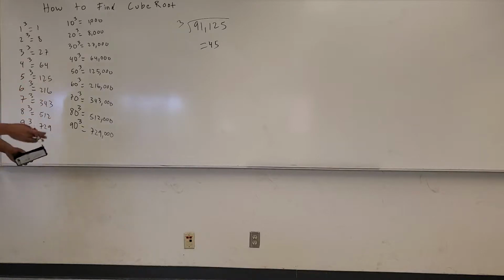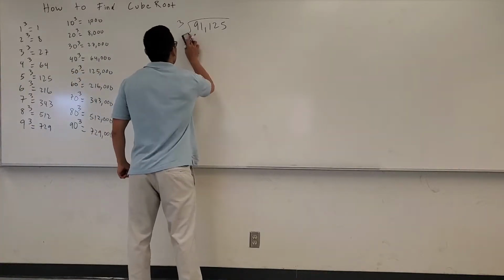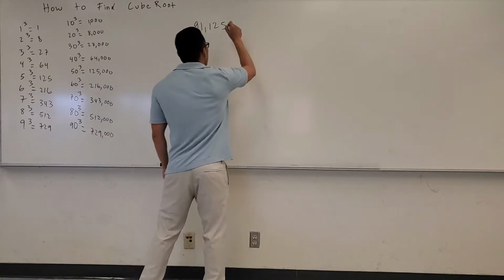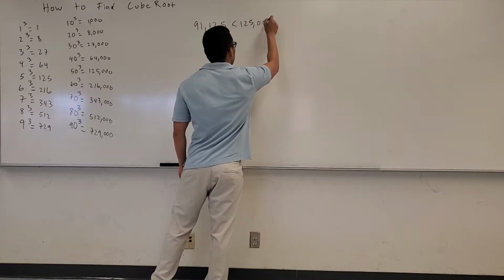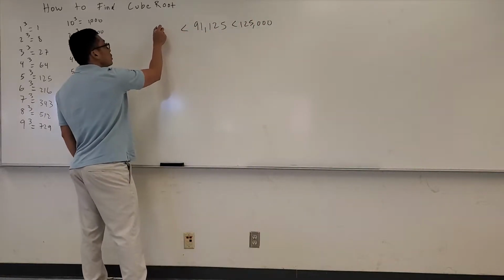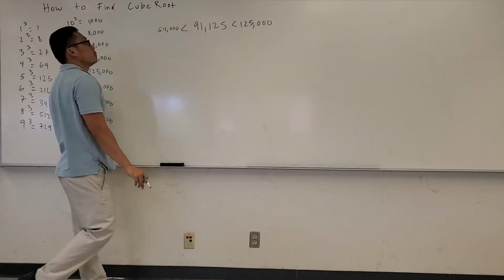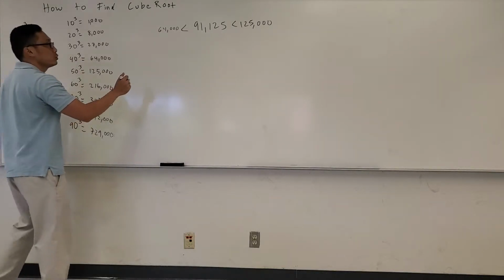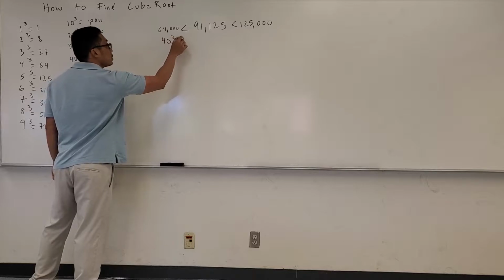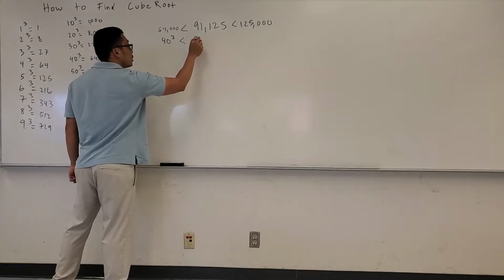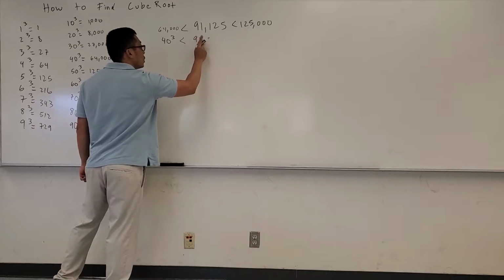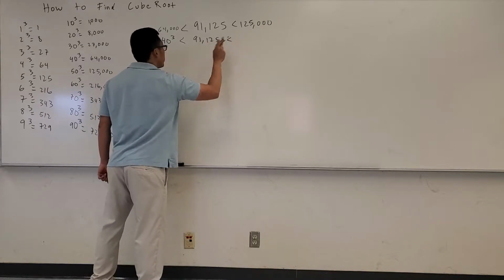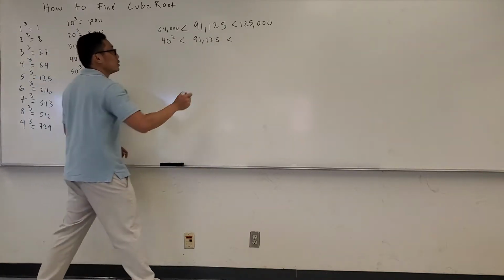So let me break down how I was able to figure this out. I know 91,125 is between 64,000 and 125,000. Right? So when you look at it, 64,000 is what? 40 cubed, isn't it? And then 125,000 is 50 cubed.